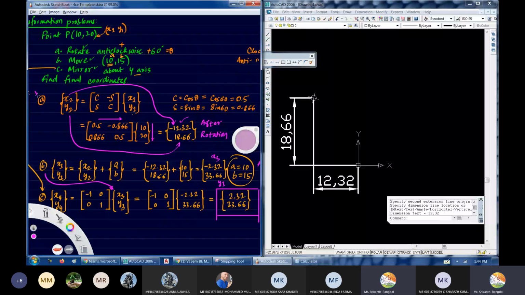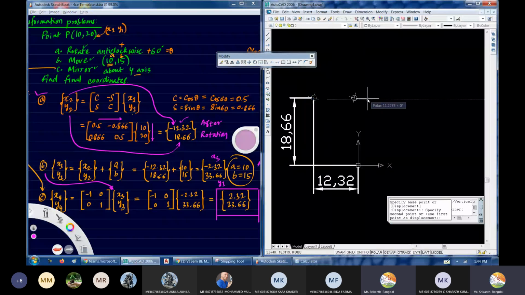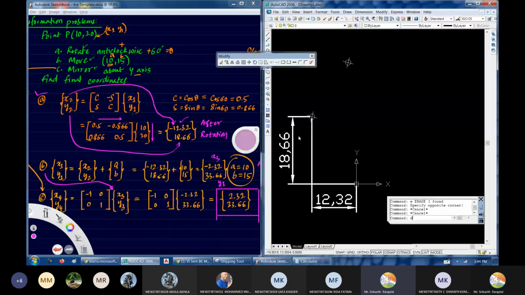Next, what did we do? We moved it. So now let us move this. First we will move in the x direction by what distance? By a distance of 10. And then we will move in the y direction by how much? By 15. Okay. So this is our first step. I didn't choose different colors for them. Okay, no problem. So this is the second one.